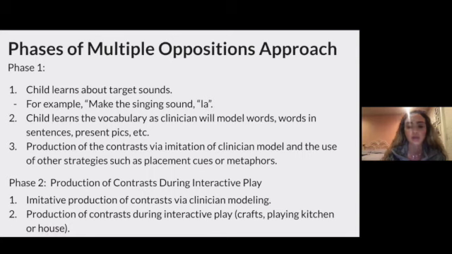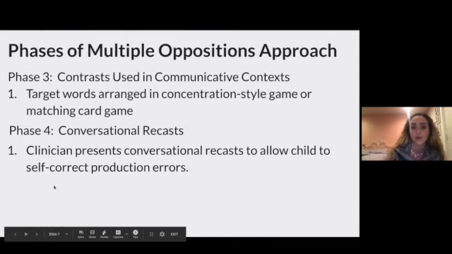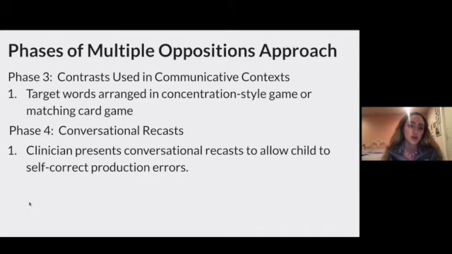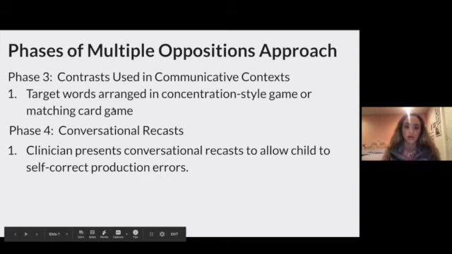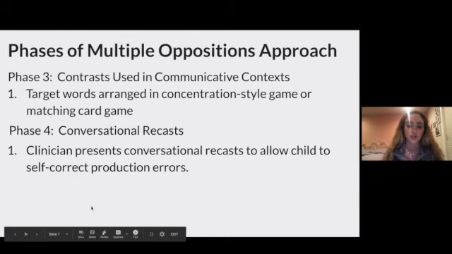In the second phase, we focus on production of contrast during interactive play. So imitative production of contrast via the clinician modeling, and production of contrast during interactive play, such as crafts or playing kitchen or house. In phase 3, the contrasts are used in a communicative context. The target words are typically arranged in a concentration style game or a matching card game. And the last phase, phase 4, is conversational recasts. This is where the clinician will present conversational recasts to allow the child to self-correct production errors.